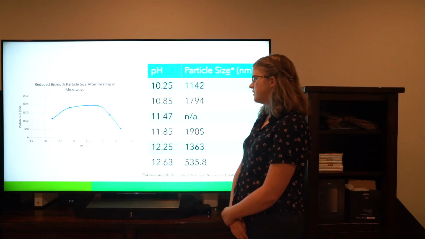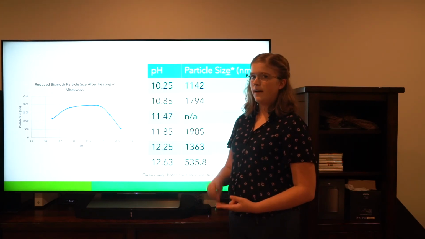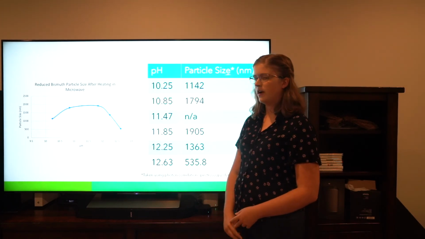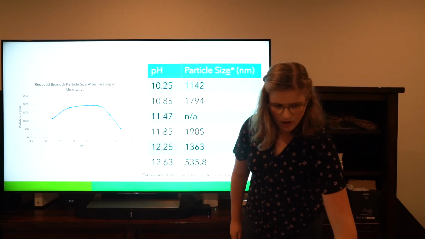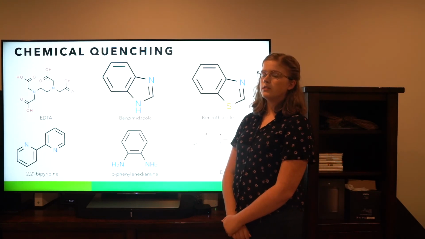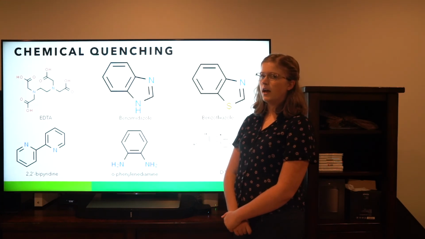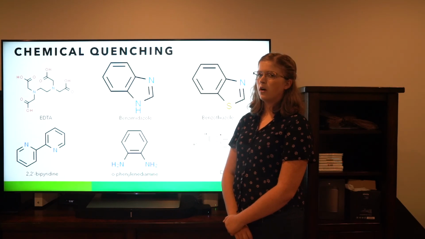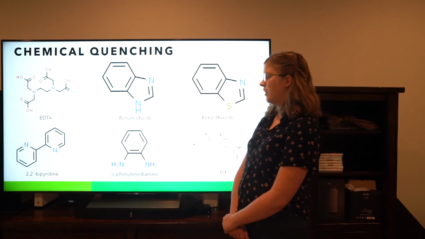nanometers. This was very promising and showed me that using EDTA and fast heating in a microwave were very important to creating a nanoparticle. However, the smallest particles I had created were still roughly 100 times too big for the project I needed to complete. So it was time to add something a little extra.